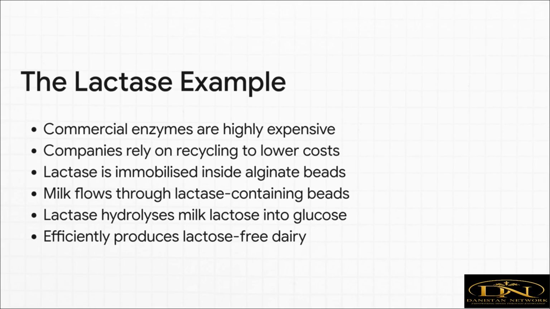A brilliant example of this is lactase. Instead of just dumping it into a vat of milk and losing it forever, lactase is successfully immobilized by trapping it inside tiny alginate beads. Then, liquid milk is continuously run through columns packed with these lactase-containing beads. The enzyme hydrolyzes the milk's lactose into simple glucose and galactose, efficiently producing commercial lactose-free dairy products.